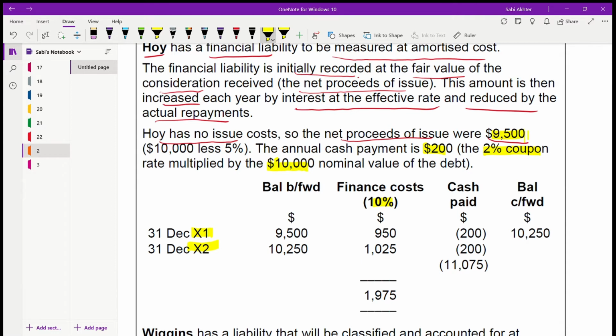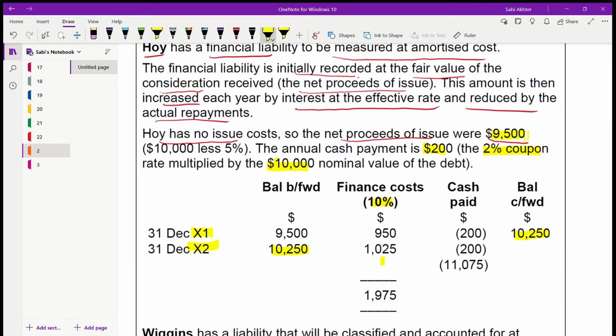Coupon rate is this 200. Okay. Coupon rate is the same for the first 2 years, 200 and 200. Then you get this balance. Then this balance becomes the opening balance for the next year. Again you take 10% on that, minus 200.